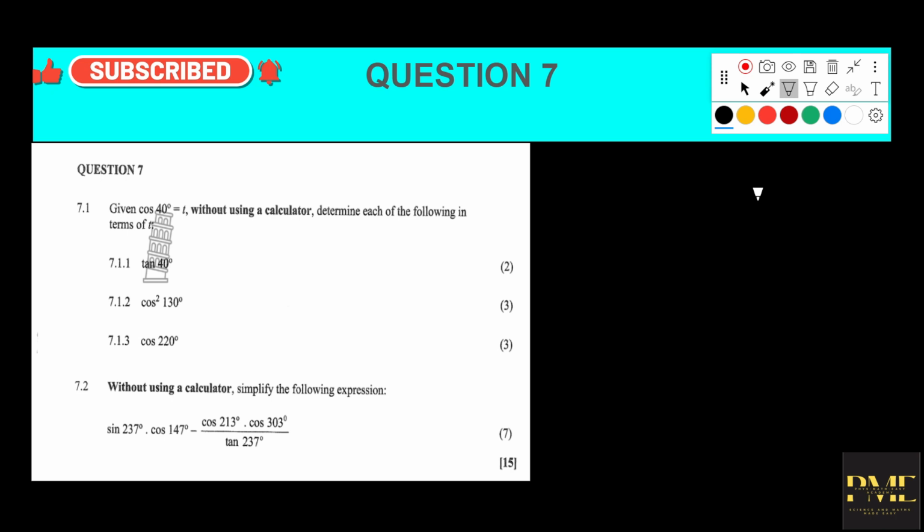So we are going to start with trigonometry, okay? This section has to do with trigonometry in a diagram, and then 7.2 we see it's actually a simplification. All right. So 7.1 again is going to be trigonometry in a diagram, so let's start by quickly analyzing this question. We're given that cos 40 degrees is equal to t. So without using a calculator, determine each of the following in terms of t.